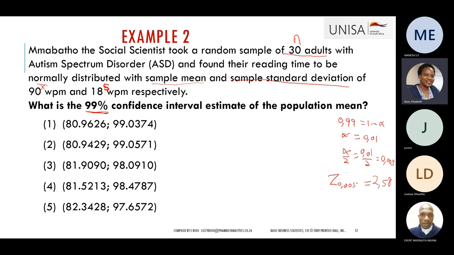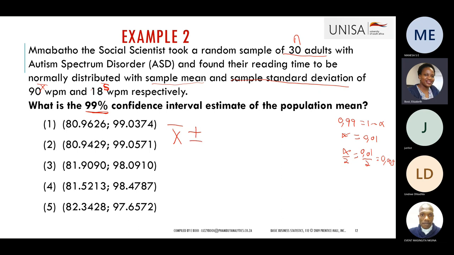who can tell me what is wrong with what I just did? Because we are given the standard deviation, we cannot use the Z. That is where I am wrong. We're not using Z to find the critical value. We need to use T, because why I'm making a mistake is because I didn't even go and look at the formula. So you need to first identify the formula.